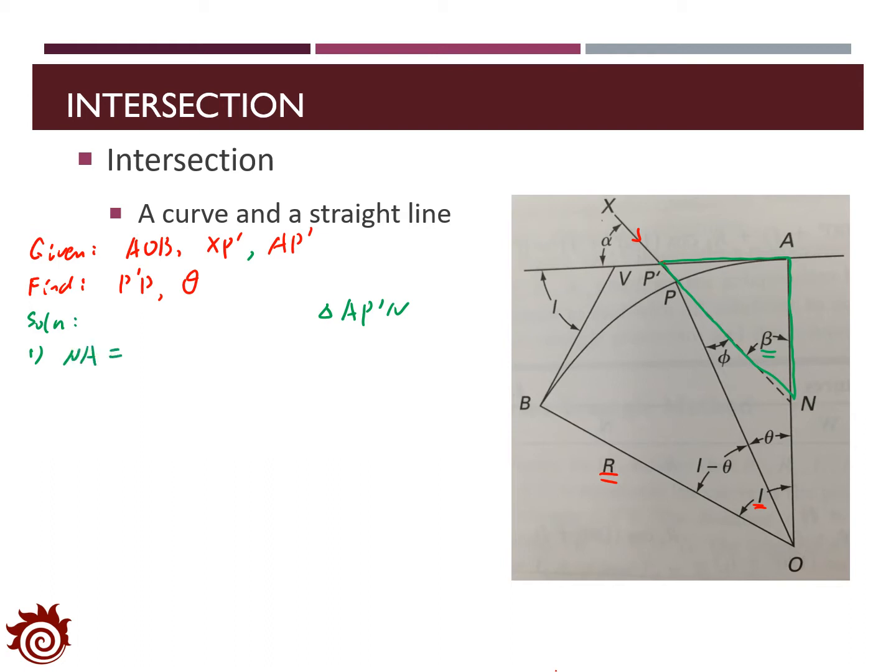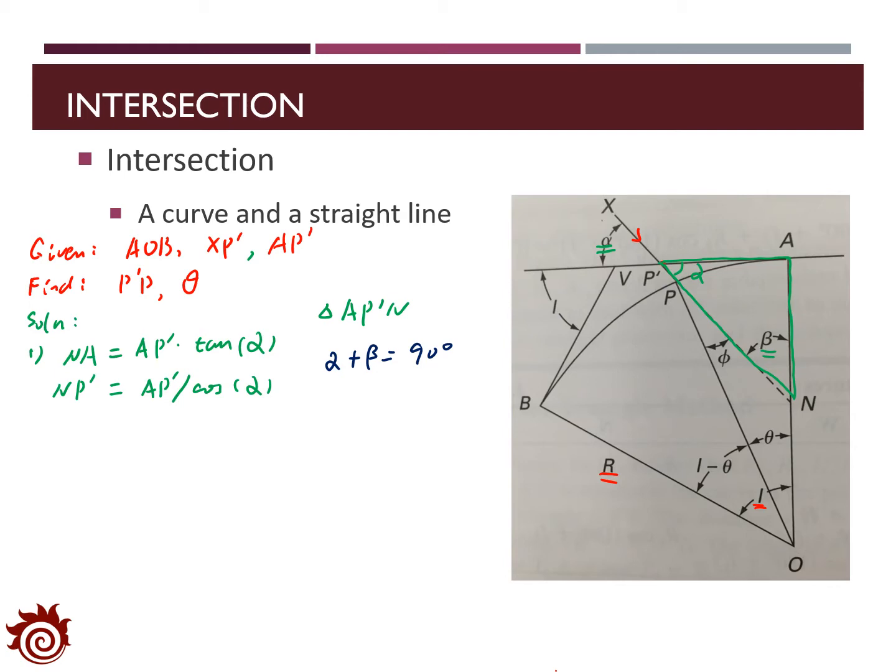So NA equal to AP prime, which is measured in the experiment, times tangent alpha, which is the angle between the straight segment and the vertex segment. It's also the value of the angle here, AP prime N. We can find out the length of NP prime as AP prime divided by cosine alpha. Also, for this triangle, we know that alpha plus beta equal to 90 degrees.